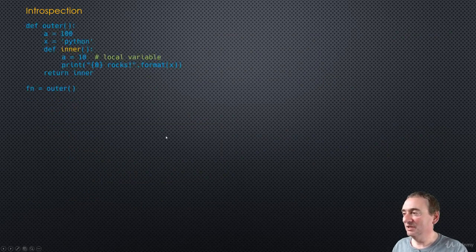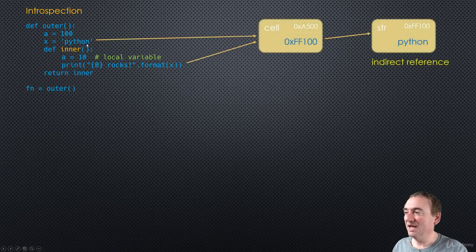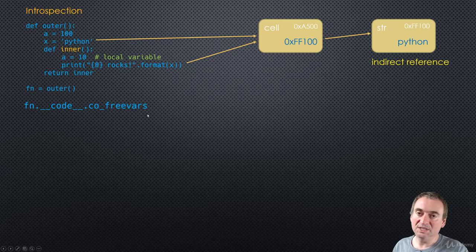So again, same example as before, right? So remember, this x is part of the closure, therefore it's pointing to a cell and indirectly is referencing Python. So we run outer, we assign it to fn. And we can look at this property called __code__, and that __code__ property itself has another property called co_freevars. That will give you a tuple listing out all the free variable labels that are in use. In this case, it tells us x is a free variable, and that's the only one, because a, you'll notice, is not a free variable.